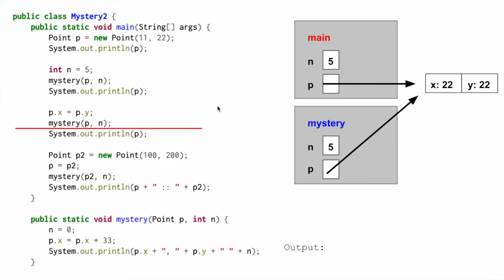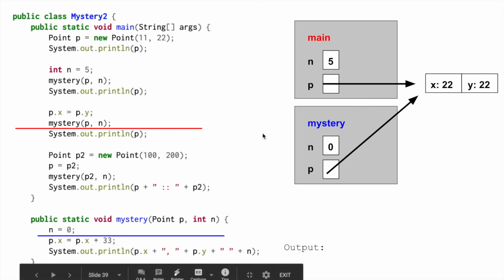Then we're going to call mystery a second time. I'm going to go a little more quickly through this just because it's pretty similar to what we just saw. But again, same thing happens. Copy over n, which means copying the 5 because it's a primitive type variable here. And then copying over p. Because p is a reference type variable, I copy the arrow, not the object, because the arrow is really what p is. And then we start running mystery a second time.